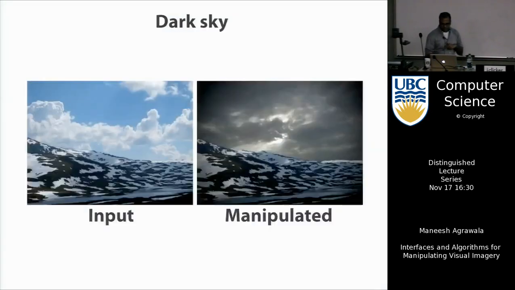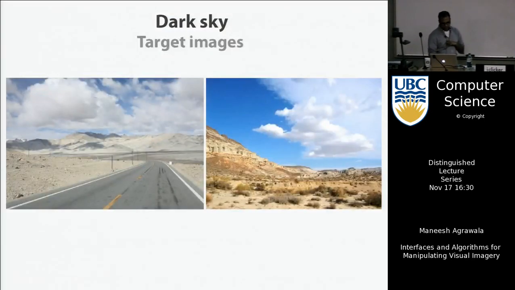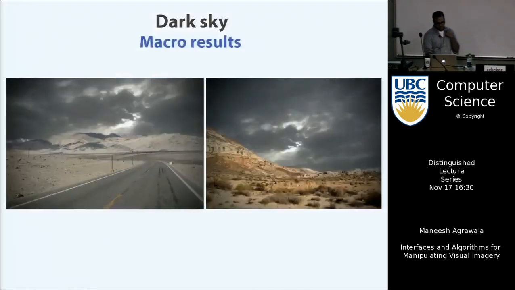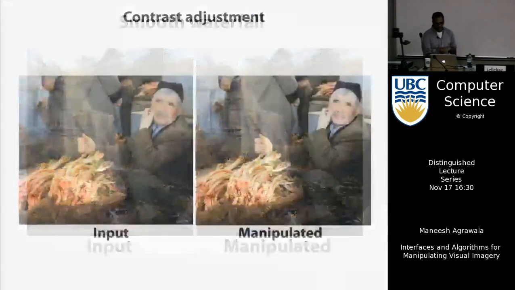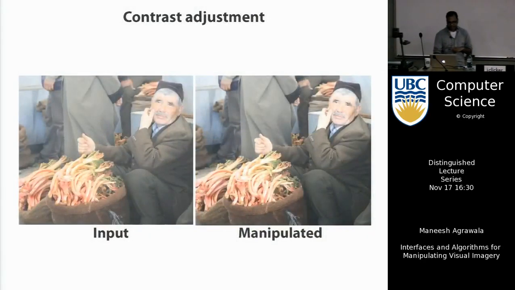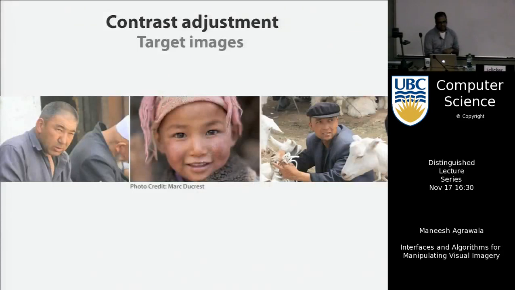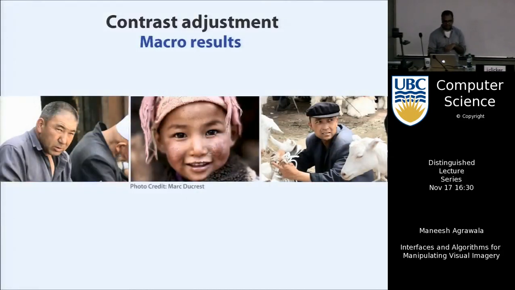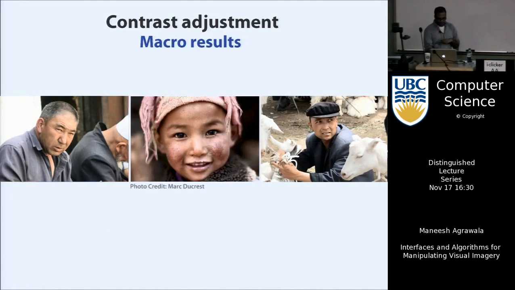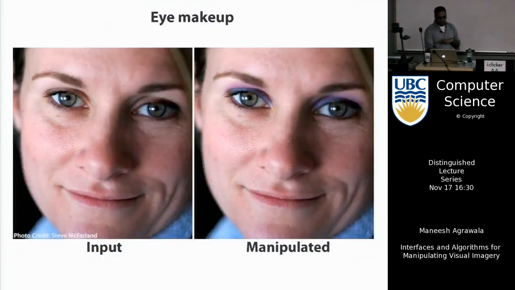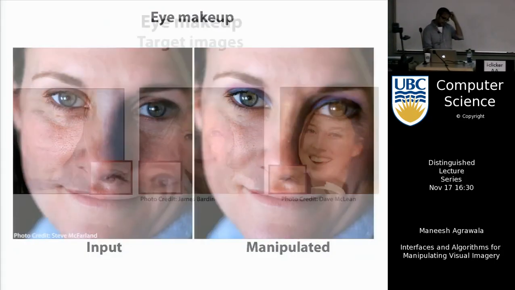And then finally, dark sky here. So really change the look of these images fairly significantly. And then we can do some face-specific stuff. So here is a kind of contrast adjustment where we're really adjusting the contrast mostly inside the face. And we can add makeup to the eyes.